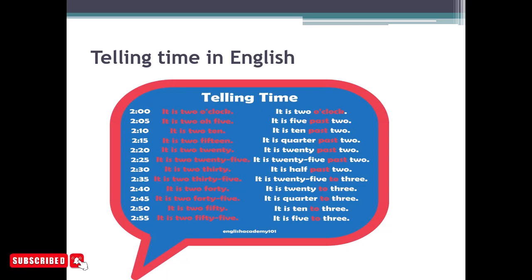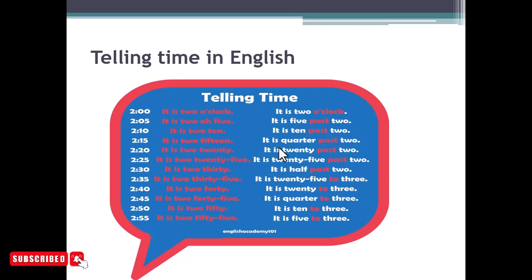First is how to tell the time. These are the two tables. In the first one, we have the usual times. This one is something different. For example, it's 2 o'clock. Here it's 2:05, so it is 5 past 2. Then 2:10 is 10 past 2, and 2:15 is a quarter past 2.